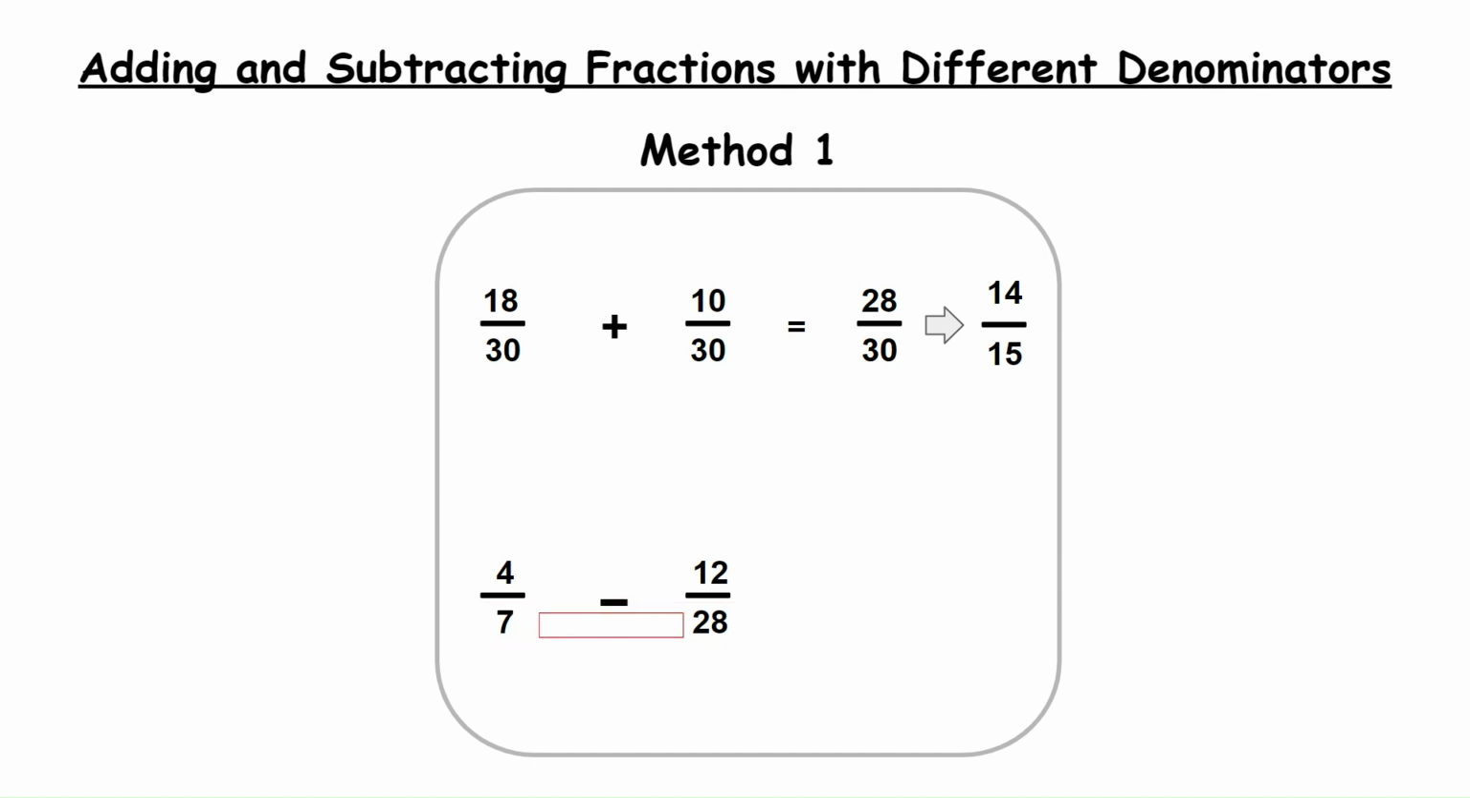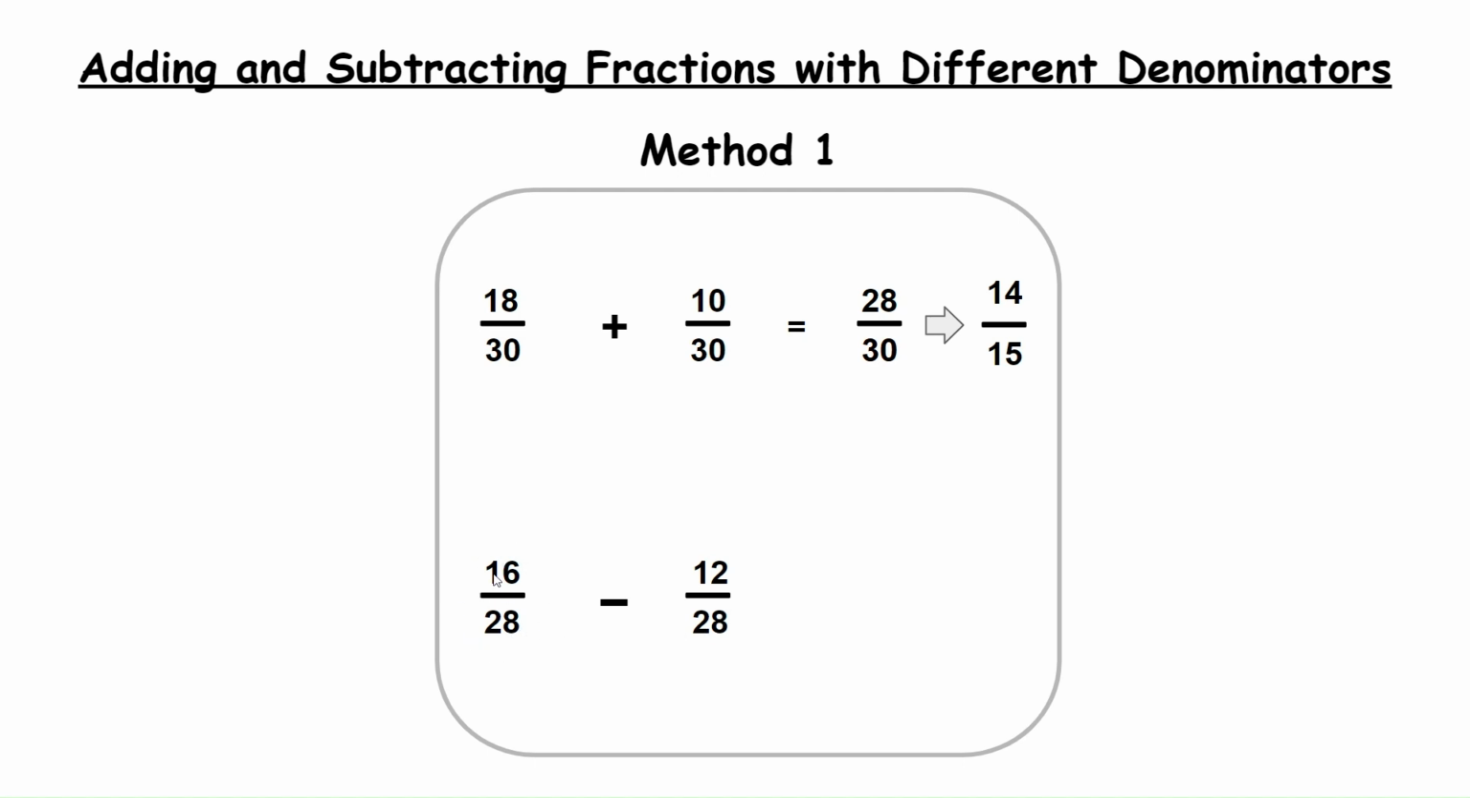To see if that's possible, let's divide 28 by 7. 28 divided by 7 equals 4. So that means we have a number that we can extend 4 over 7 to a denominator of 28. So let's do that. 7 multiplied by 4 equals 28. We're going to multiply our numerator by that same answer. 4 multiplied by 4 is 16. So now you can see that we only needed to extend one fraction.